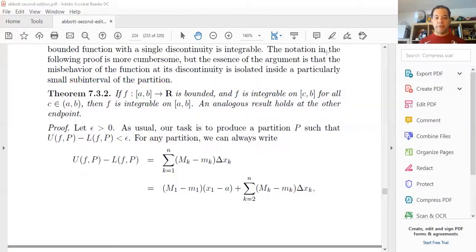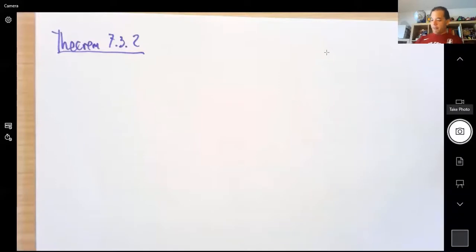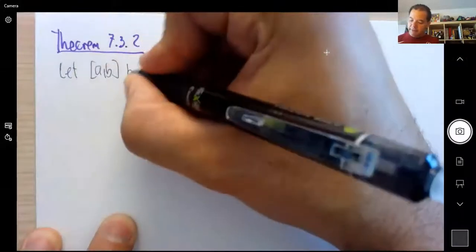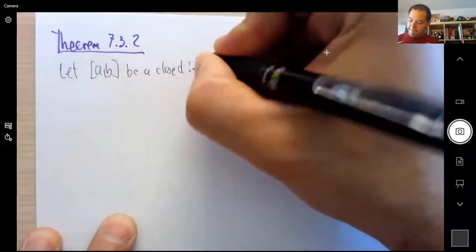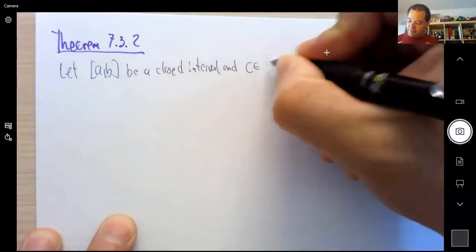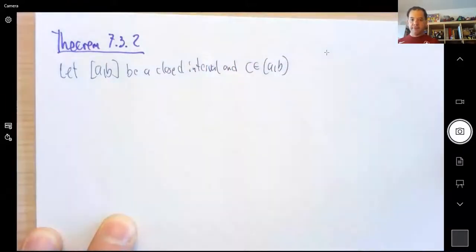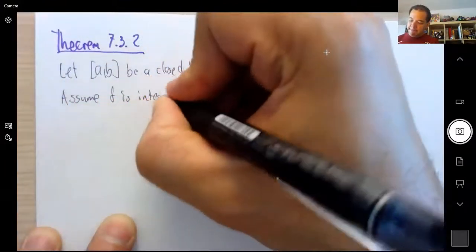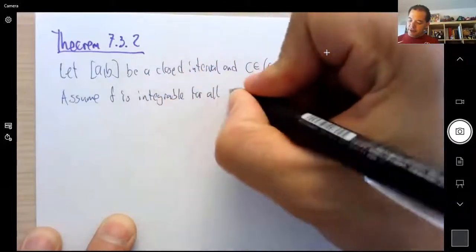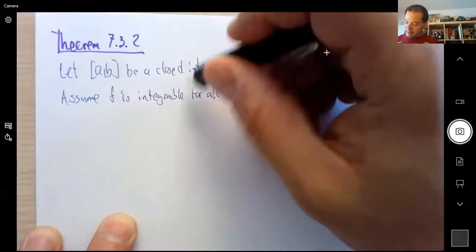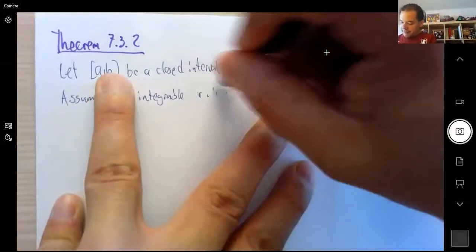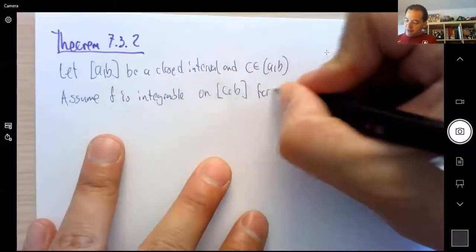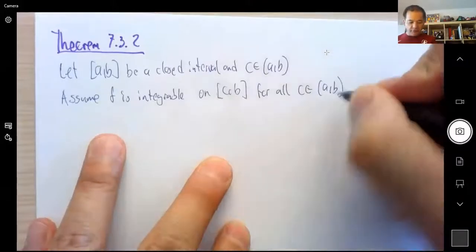Okay, so let's do the proof of this. So remember, we're assuming, so let AB be a closed interval, and C some number in between. Assume F is integrable on CB for all C in AB. That's our assumption. All right.